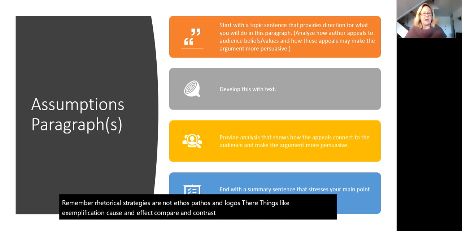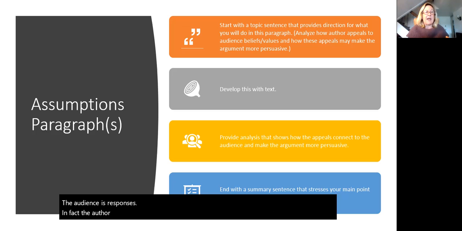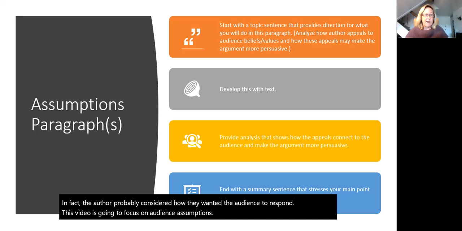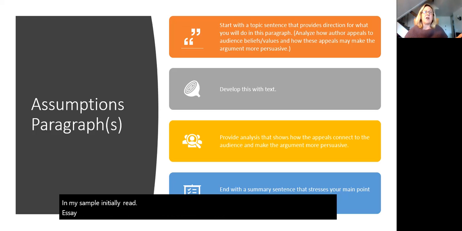The appeals, ethos, pathos, and logos, are the audience's responses. In fact, the author probably considered how they wanted the audience to respond. This video is going to focus on audience assumptions. I actually have 3 paragraphs on audience assumptions in my sample Shelley Reid essay. Why? Because her essay is focused on audience assumptions.